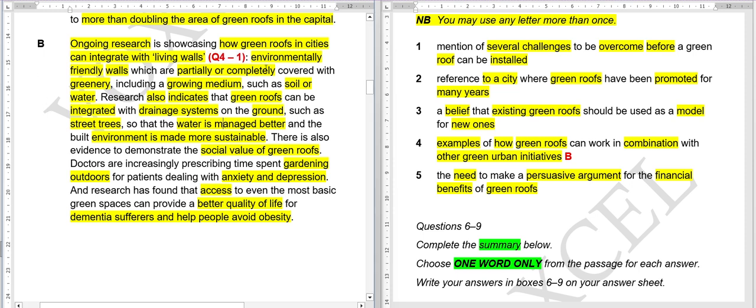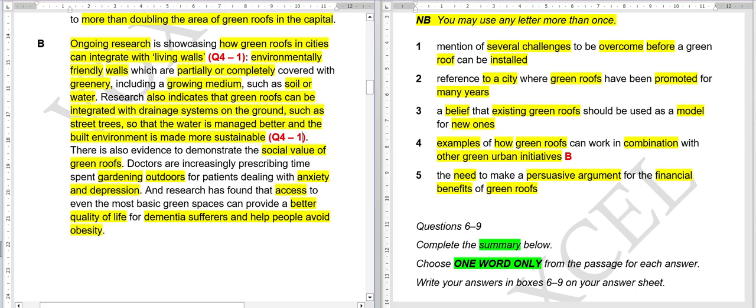Where is the second example? Yes, here. Also means plus, and it indicates that green roofs can be integrated. Again, integrate means combine with the drainage system on the ground. So this is the second. I hope it is clear. So these are our other green urban initiatives that we are combining with green roofs.